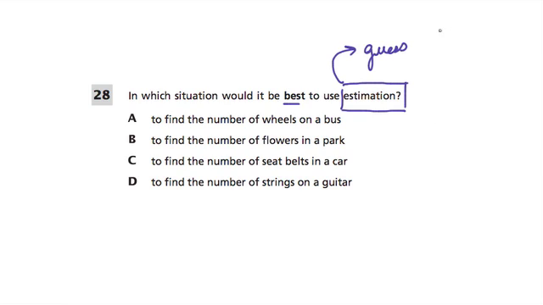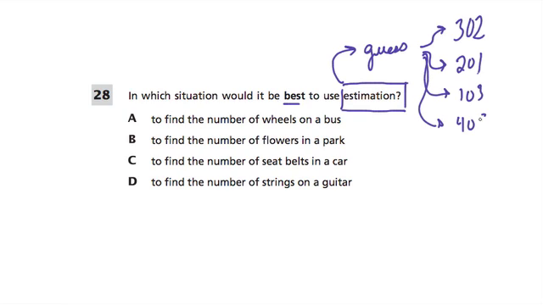Estimation is really good when you're dealing with complicated numbers and you want to keep them simple. For example, if I know that one day I have 302 of something, and the next day I have 201, and the next day I have 103, and the next day I have 405. Well, if I'm trying to estimate altogether what I have here, I would quickly think about this number right here that matters the most.